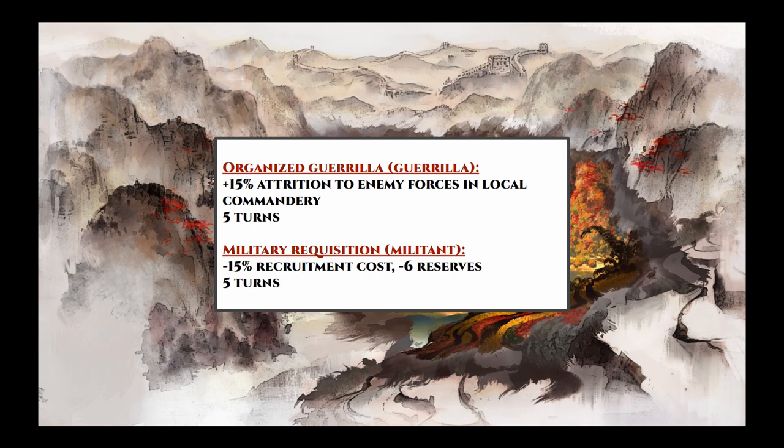The assignment that's actually good from the Vanguard class comes from the Militant background with the Military Requisition assignment, which lowers recruitment costs by 15% for 5 turns at a cost of 6 reserves per turn to use. You can easily plan out your recruitment turns ahead of time and pop this assignment in the commandery that you have the conscription building a turn ahead and just use 1 turn of this assignment and only 6 reserve to pump out an army of cheap, high-level new recruits.